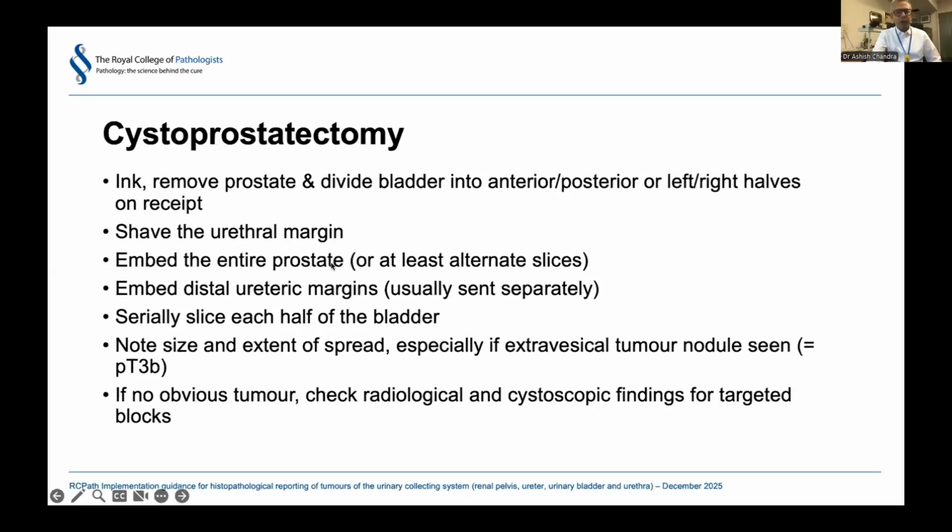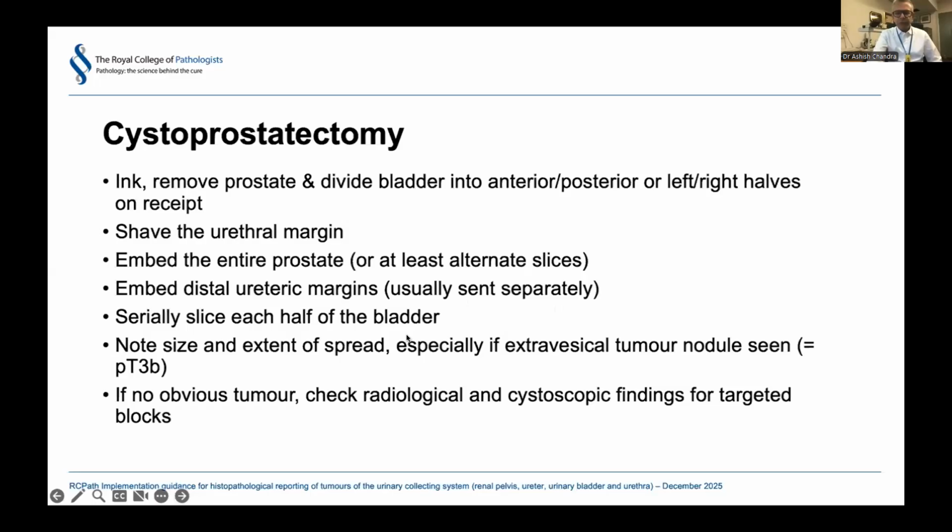And then you could either embed the prostate in large blocks, either all of it if it's a small one, or at least alternate slices, particularly remembering to include the one that is closest to the bladder neck, particularly if the tumor is located in the lower half of the bladder. The distal ureteric margins are now usually sent separately, so don't worry about struggling to find the retracted bits of the ureter, which are stapled and clipped together and will have shrunk back into the bladder wall, because it's more important to sample the separately sent distal ureteric segments.